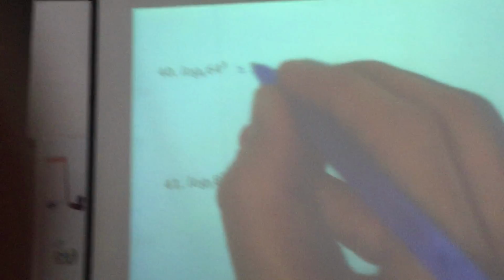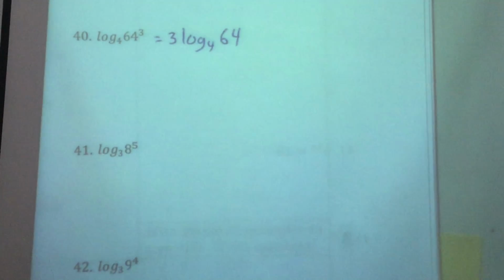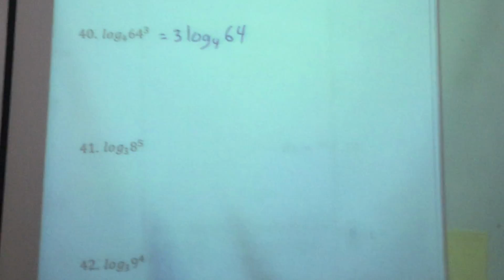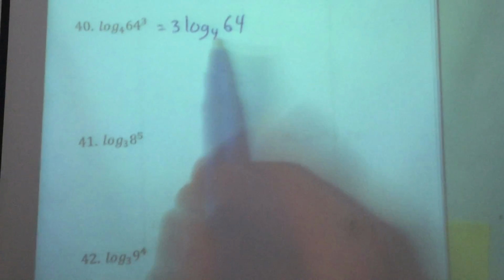So what I'm going to do is take the 3 and bring it down and write it as a coefficient in front: 3 log base 4 of 64. You want to simplify it as much as possible. So this is not done, because what you should notice is that 64 is a power of 4.